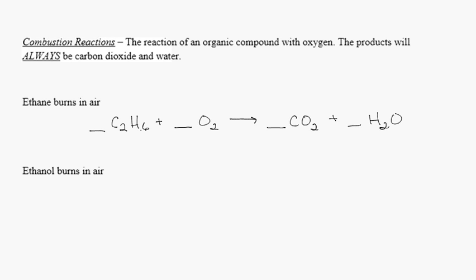Balance, feel free to pause the video if you want. 2 carbons, 2 in front, 6 H's, 3 in front. I now have 4 plus 3, so 7 oxygens. So 2 times 3.5 gives me 7. 1 is understood. And then what I can do is double everything so that I have 2, 7, 4, and 6. So it's all whole numbers.